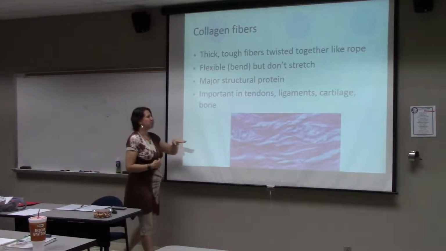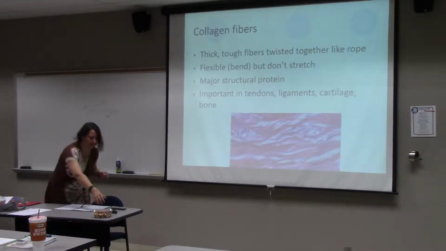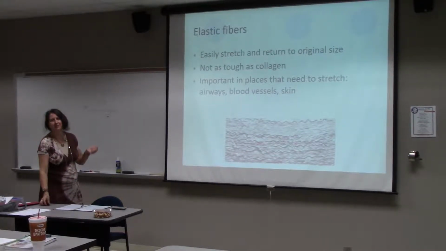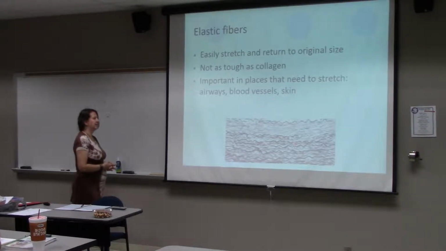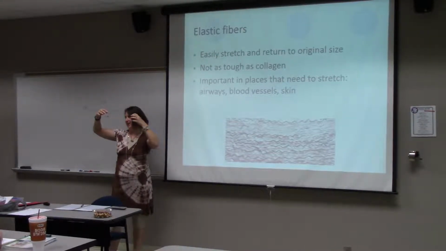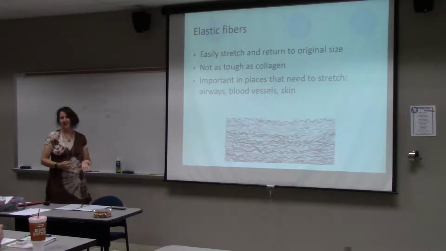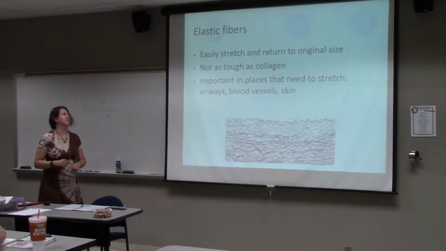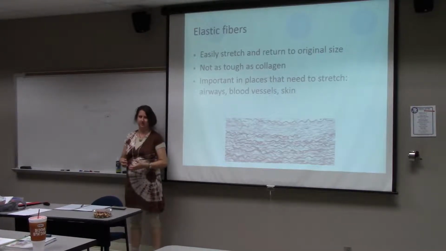And in more solid tissues like cartilage and bone. Elastic fibers, as you might guess, do stretch. So they're like a rubber band. It's easy to stretch it, and when you release the tension on it, it shrinks back to its original size. They're not as tough as collagen because the stretchability makes them more delicate. So they'll be used in places where stretch is important.